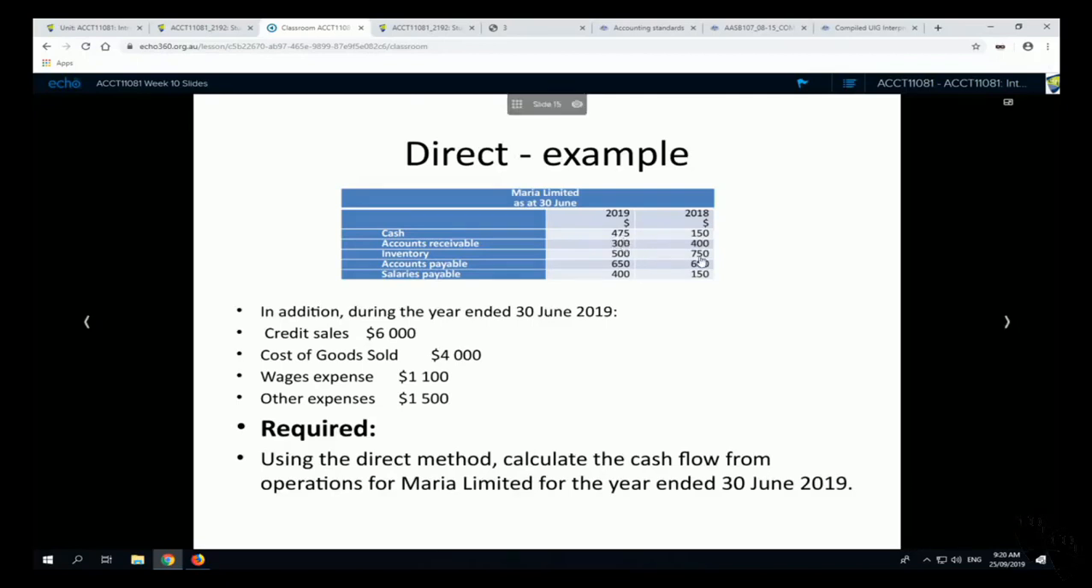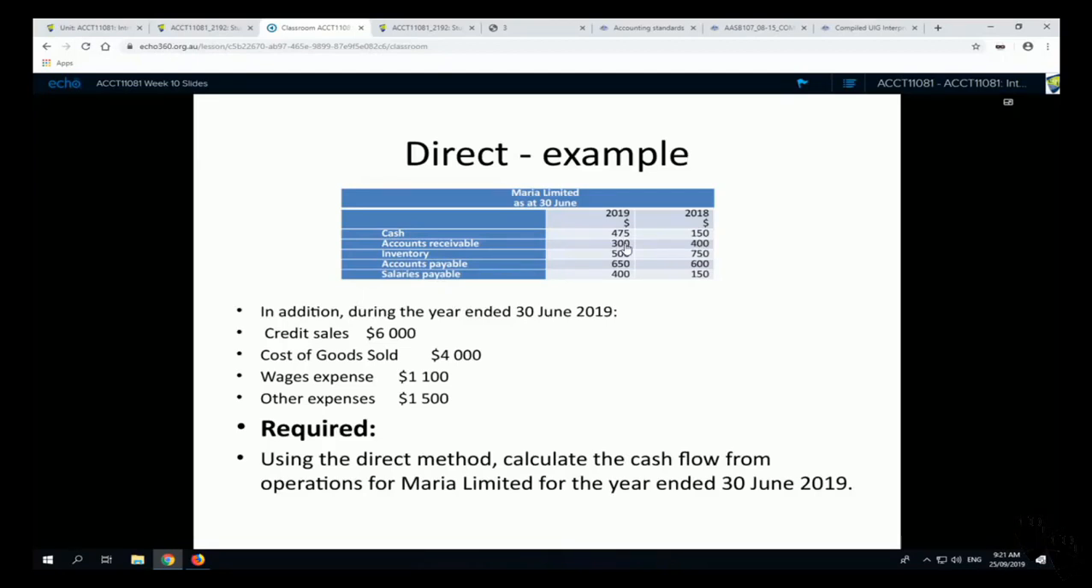So we add those figures, 400 plus 6,000 minus the 300, and we get a net cash inflow of 6,100. I will show you manually next. I'm just explaining the logic behind what I'm doing. So that's calculating cash receipts from customers.